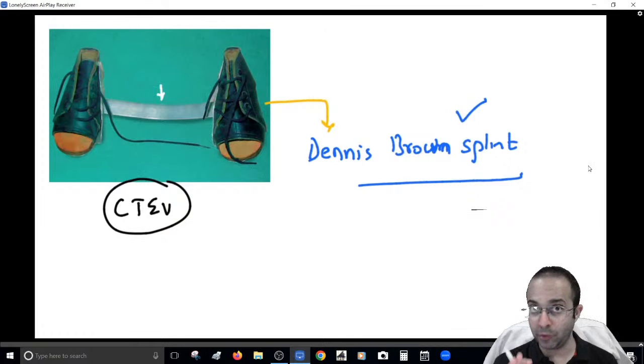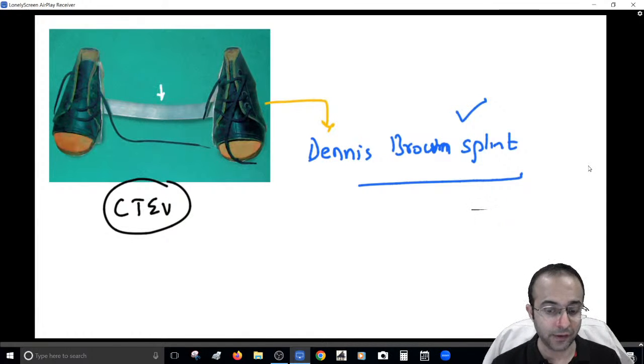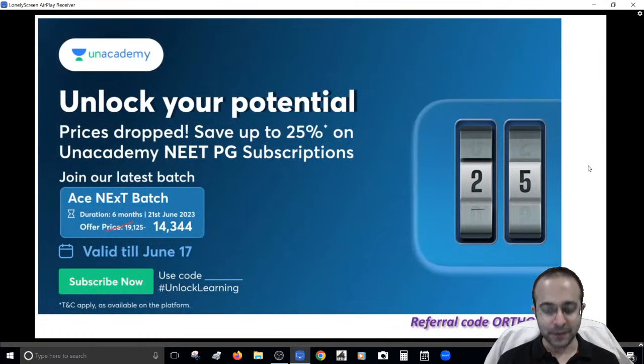Please have a good look at all these three splints. They have appeared a number of times in various exams, the FMG, NEET PG as well as the INI-CET. So that's all for this session. I wanted to discuss some high yield areas today.